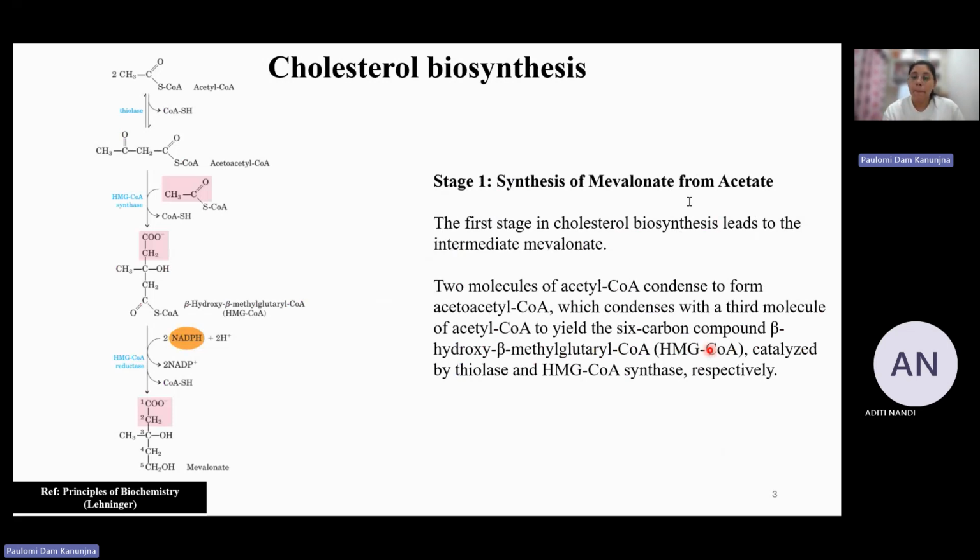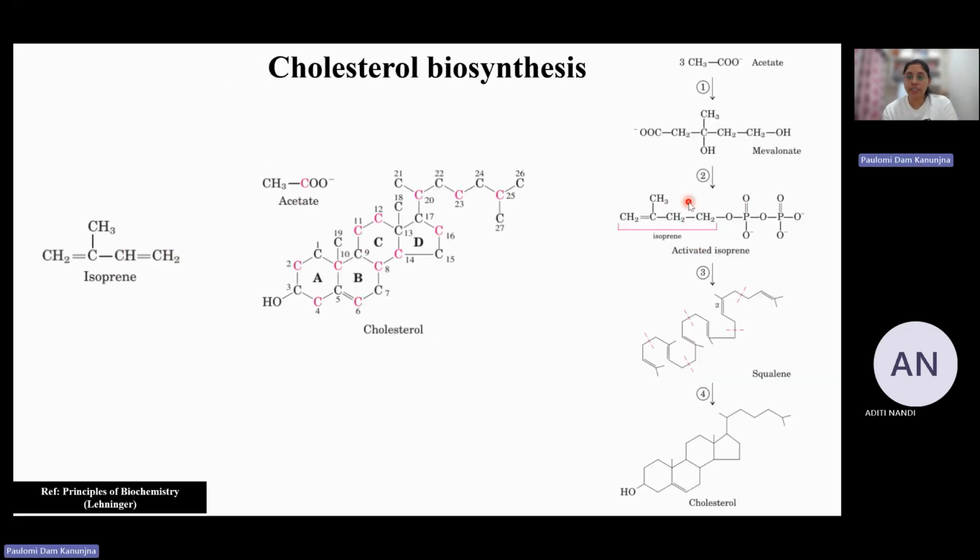4 steps. But before I do that, let me go back to the previous slide here. So you can see the acetate is converting to mevalonate because of a condensation reaction. Then you have the mevalonate, which is converting to isoprene units. Then the third one is basically a polymerization reaction of the isoprene units, 6 of those isoprene units, which is forming a 30 carbon linear squalene.